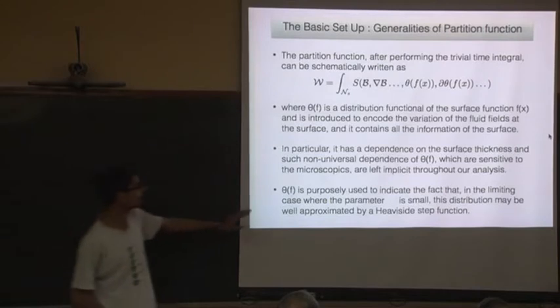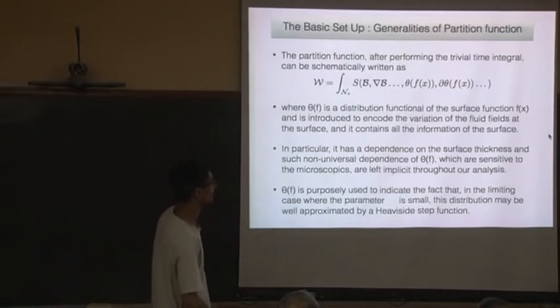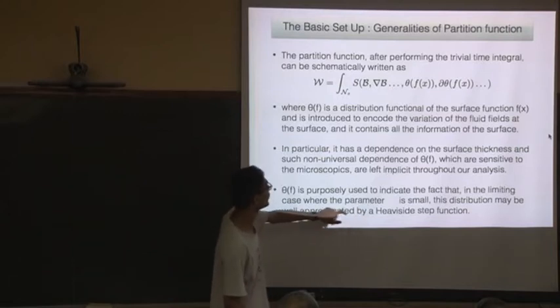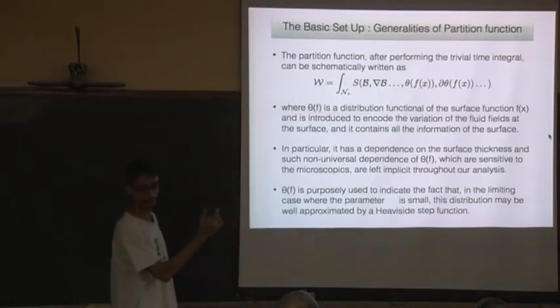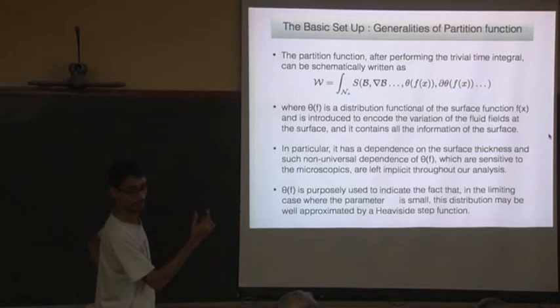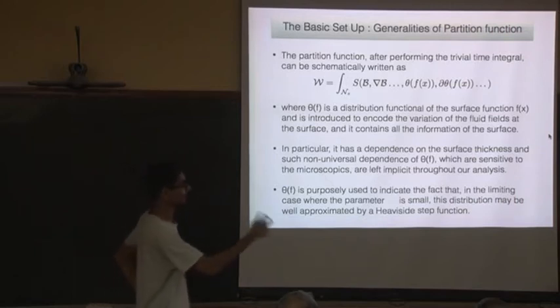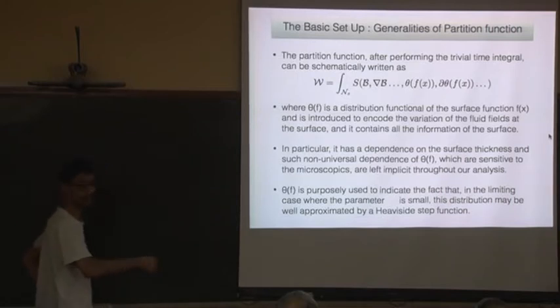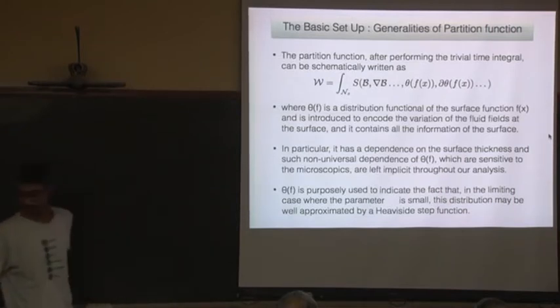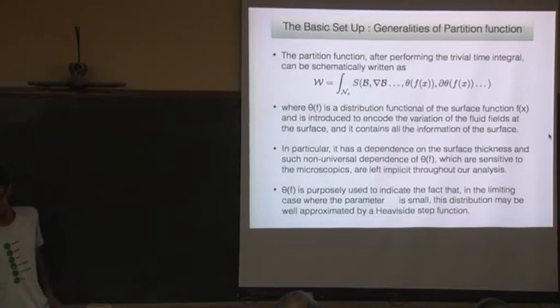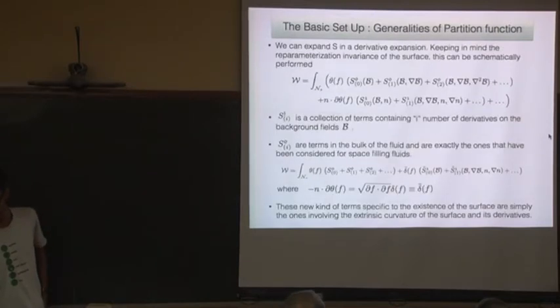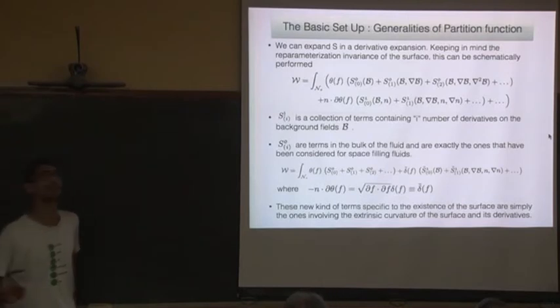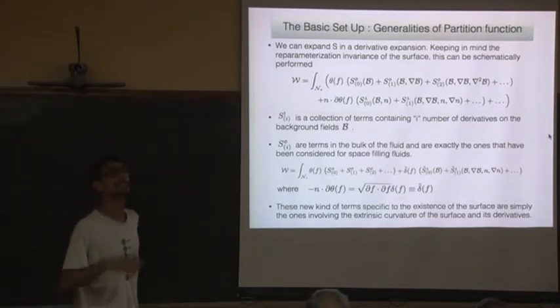So this theta function is purposely used to indicate the fact that in the limiting case where the parameter is missing, it's like the width of the surface, like the dimensionless number that I can construct out of the width of the surface with the other scale that I have, the T naught, temperature scale. And in that approximation, we can have a theta function, a step function. So f of x is like a step function, yes. f of x is like a theta function.